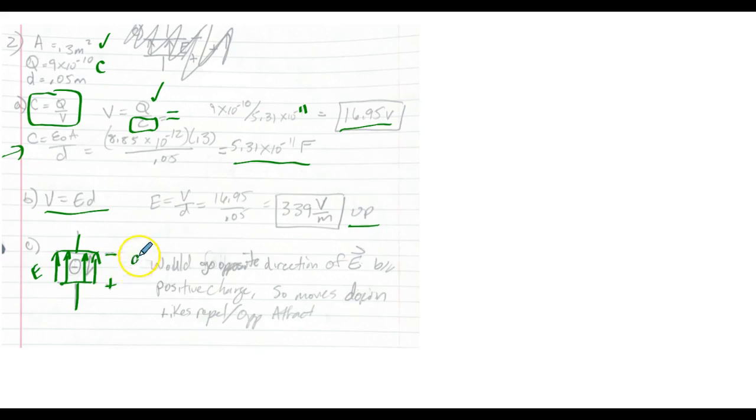Part D said, if a negative charge is placed inside the capacitor, which direction would it move and why? Electric field lines show a force acting on a positive charge. Since this is a negative charge, it goes the exact opposite way. So the motion of the electron would go down. You can think about it in terms of electric field lines, or you can think, okay, we have a negative and a positive plate, and a negative electron in the middle. The negative plate is going to repel the negative charge, and the positive plate is going to attract it. So it's definitely going to move down. All right, so that was the second question about capacitors.